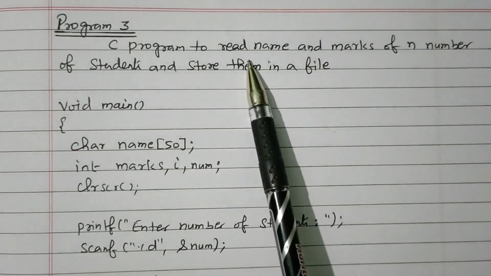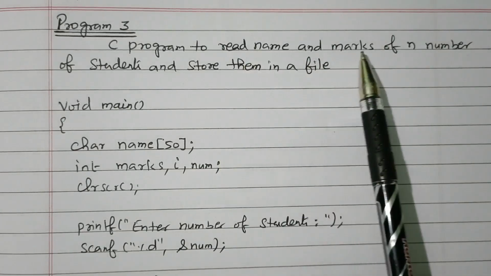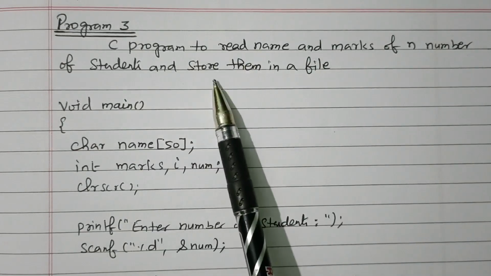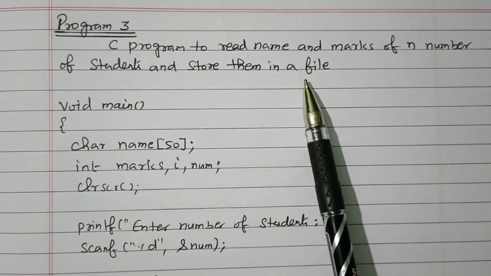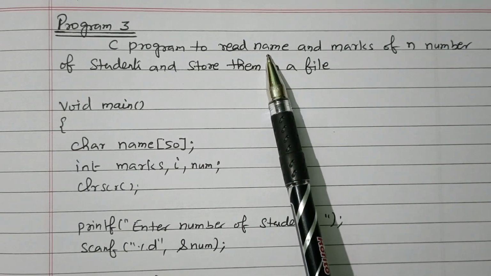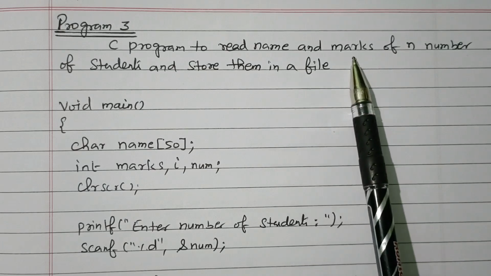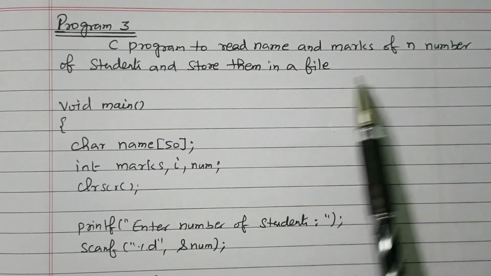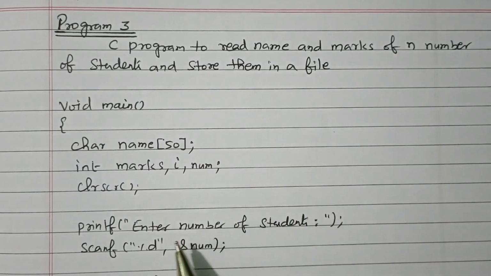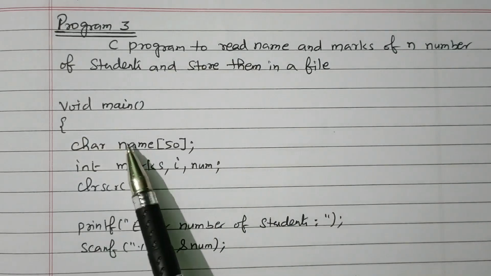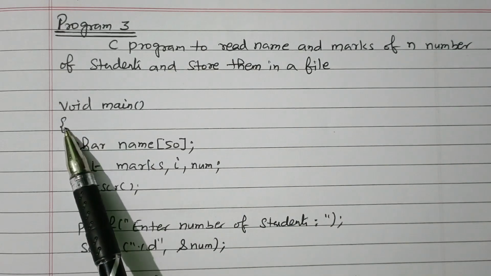So, C program to read the name and mark of n number of students and store them in a file. The program reads the name of the student and the mark of the student for n number of students, which will be stored in a file. First we open the main program, void main, open the brace.